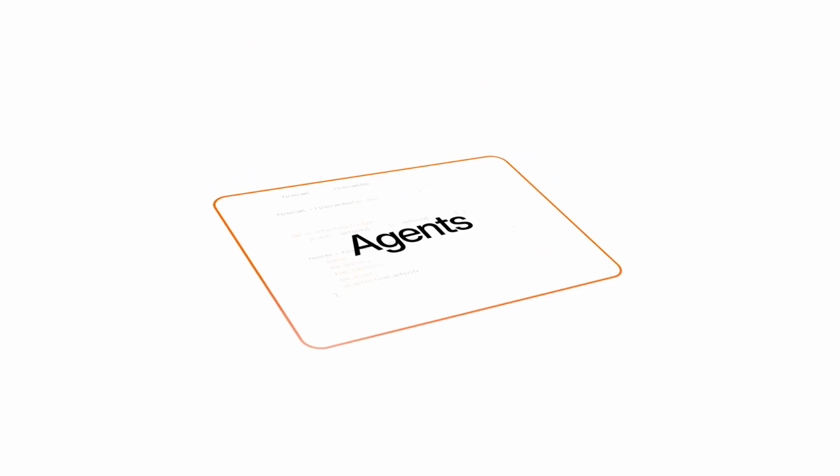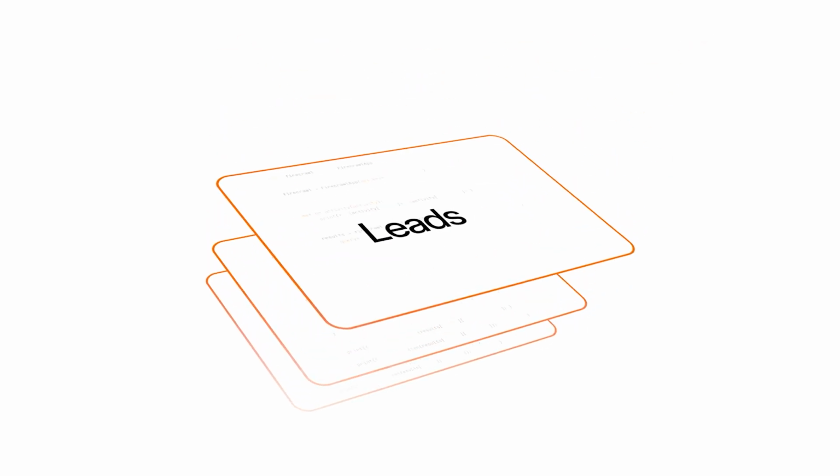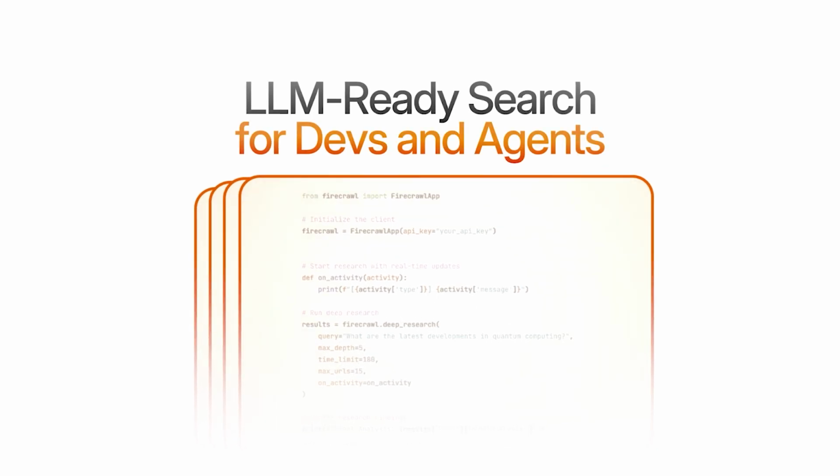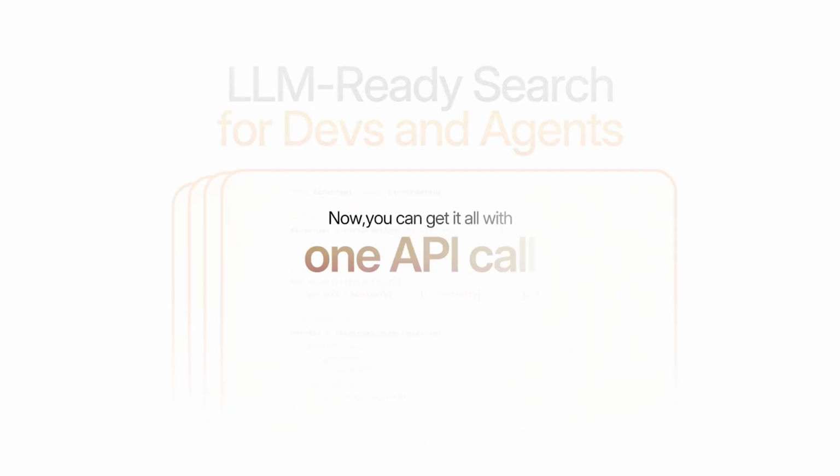Today we're excited to introduce Search, our endpoint that allows you to search and scrape all with one API call. This has been our number one most requested feature for months. Whether you're building with agents, doing research, finding leads, or working on SEO optimization, you need to find and get the right web data in a great format. Now you can get it all with one API call. With this, we're not only reinventing page discovery for devs, but also agents. Let me show you how it works.